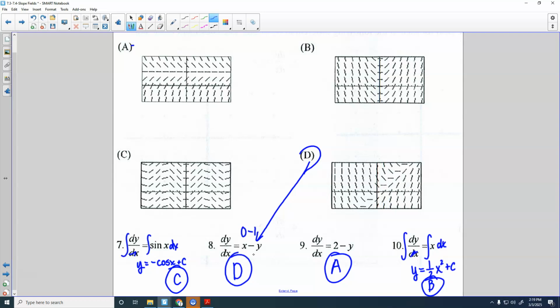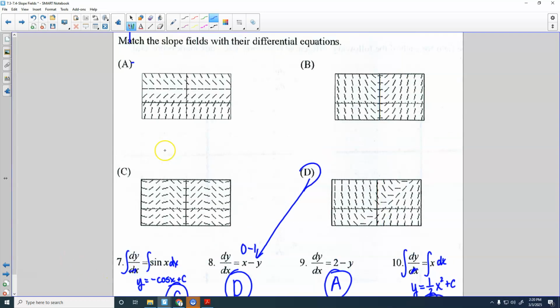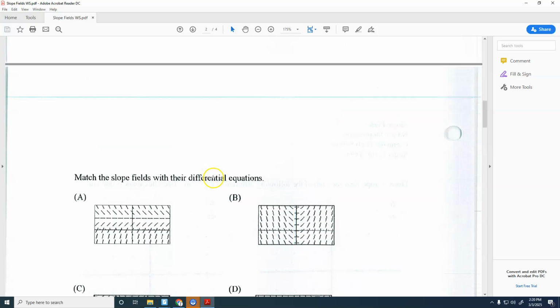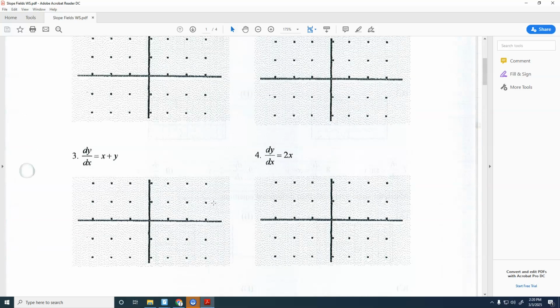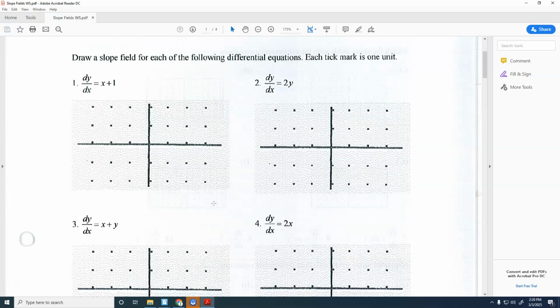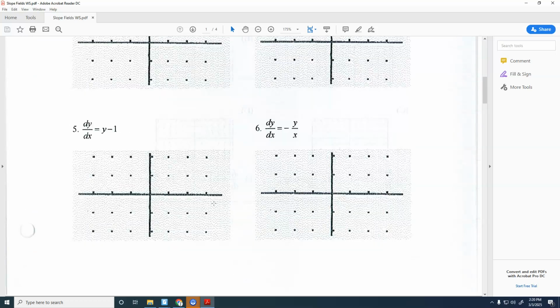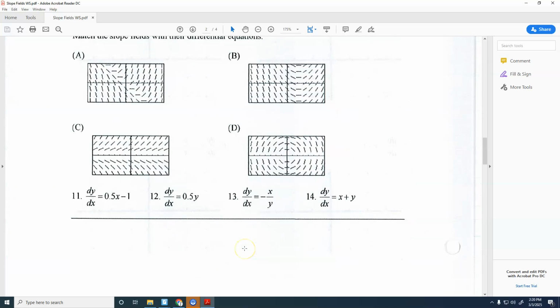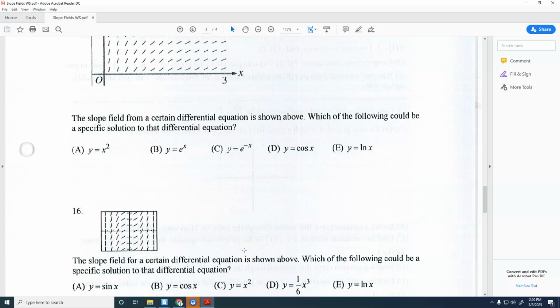Does that make sense? Okay, we're going to take about 15 minutes or so to let you get started on this. I'm not going to have you guys do the slope fields on the front yet because we don't have to do them by hand this year. So I think the most important thing is going to be that you can answer these questions that come after this.